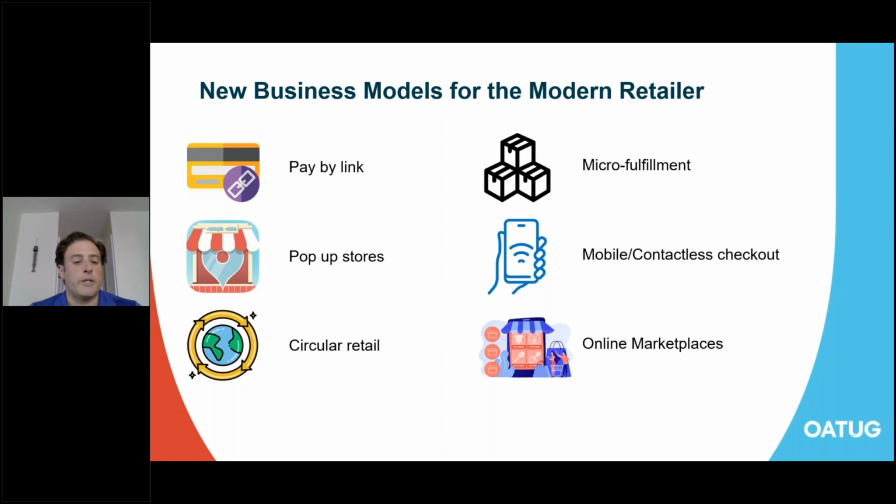And there's also an element of the retailer seeing this as very profitable. We're also seeing things like micro fulfillment and mobile and contactless checkout, and then online marketplaces is another big one, which very significantly changes the way that our customers are interacting with their customers.